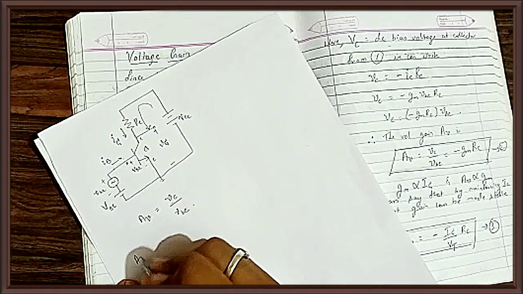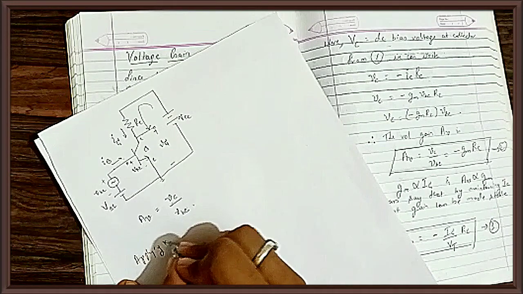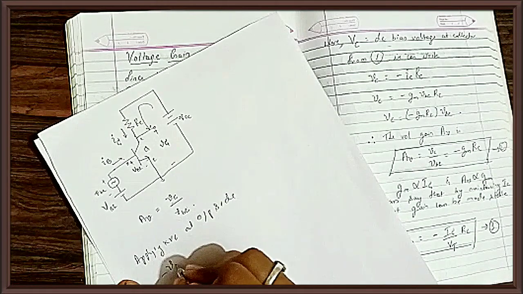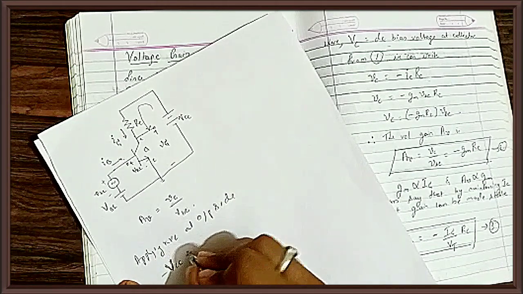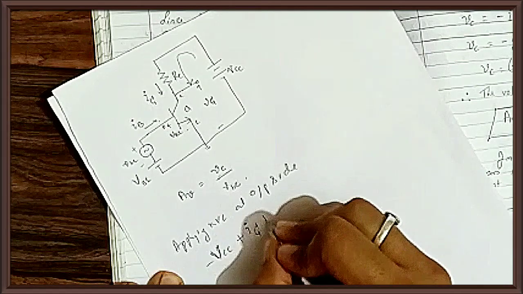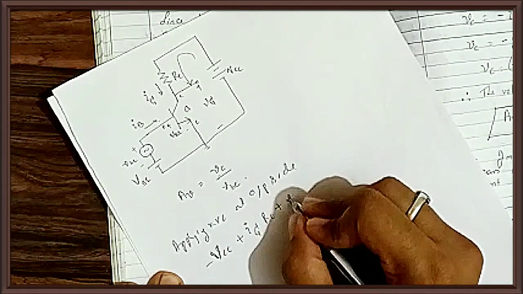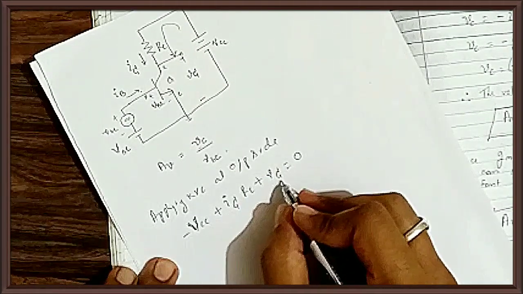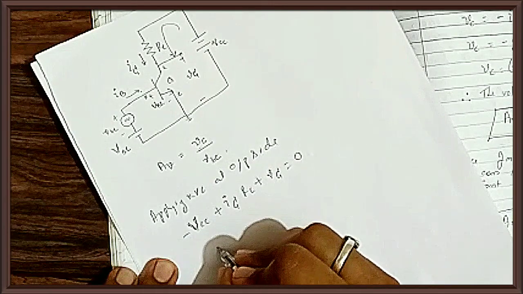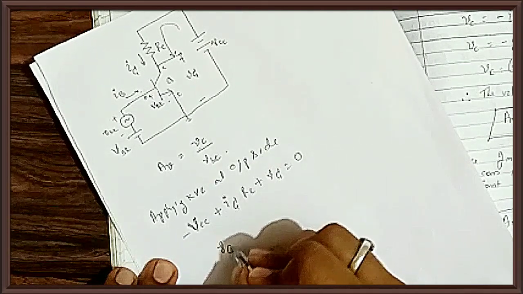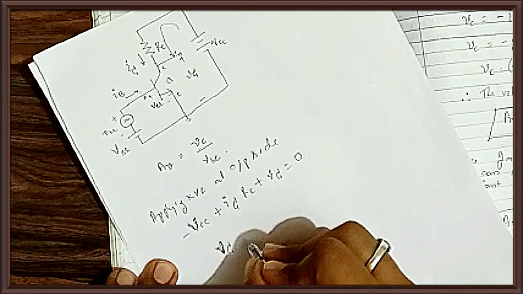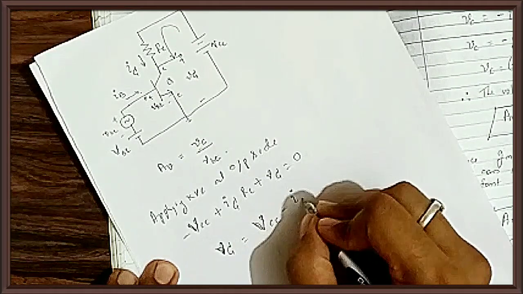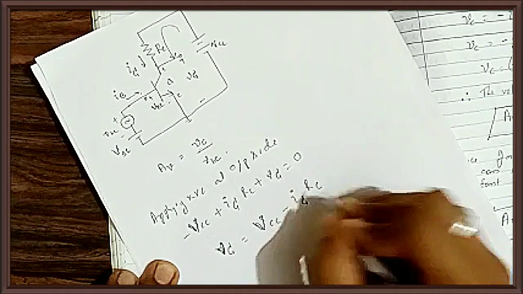So applying KVL at the output side, what I'll be able to get? Minus capital VCC plus I subscript capital C into RC plus small v subscript capital C equal to 0. What do I need? I need to find the expression for VC. So what will I get? Small v subscript capital C is equal to capital VCC minus IC into RC. This is I subscript capital C, correct?